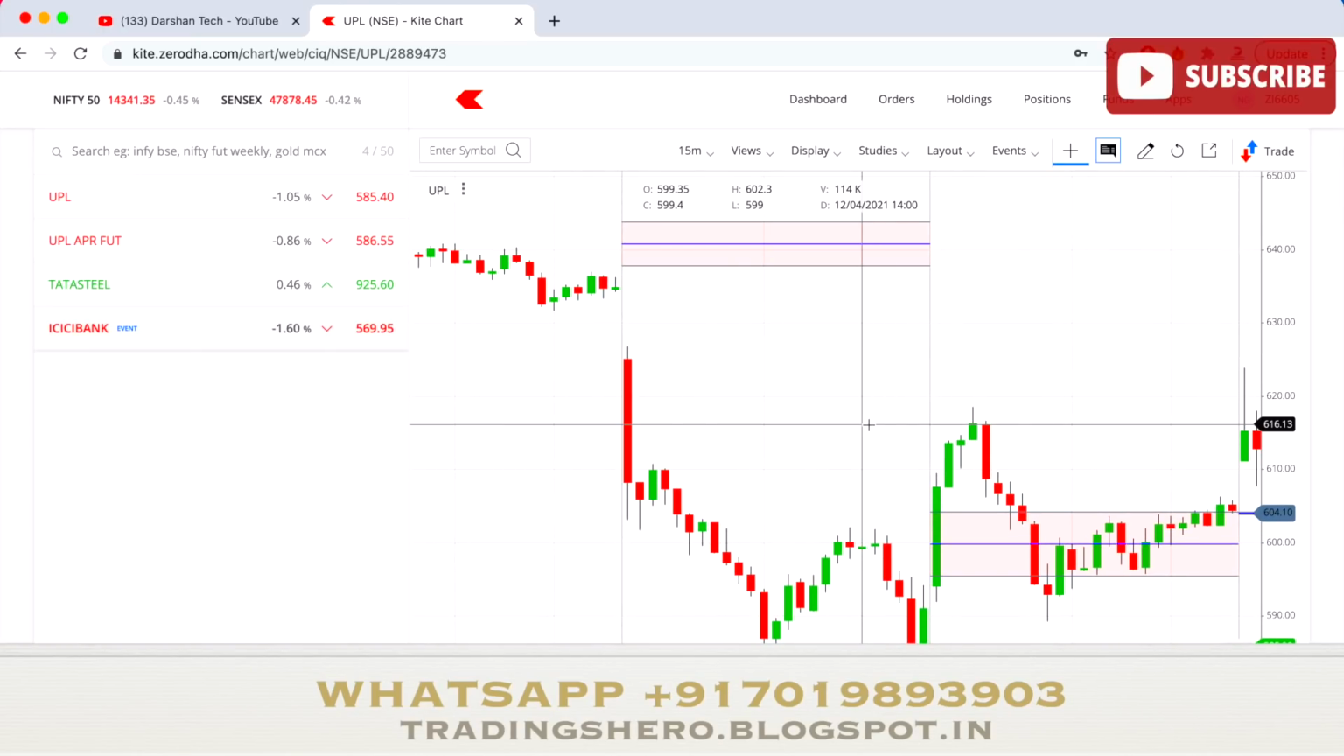Now by using this indicator we can identify tomorrow's range and tomorrow's trend of a stock, like how the stock will behave. Will it be a trending stock tomorrow, or will it be sideways or range bound? You can identify this by using the CPR, the Central Pivot Range indicator.